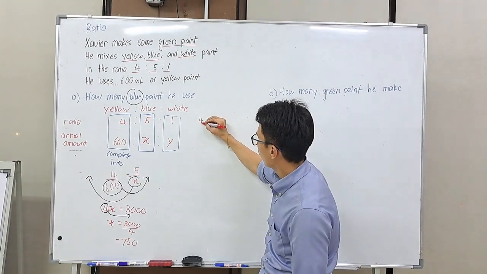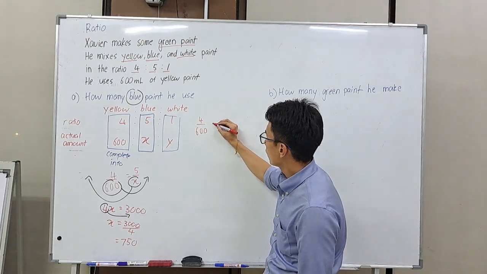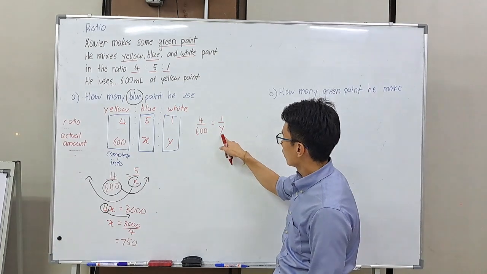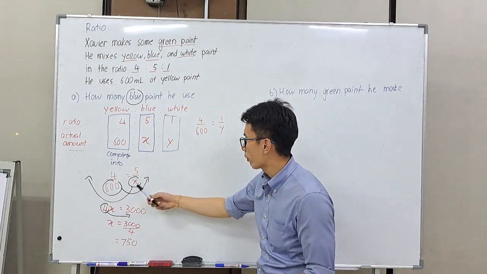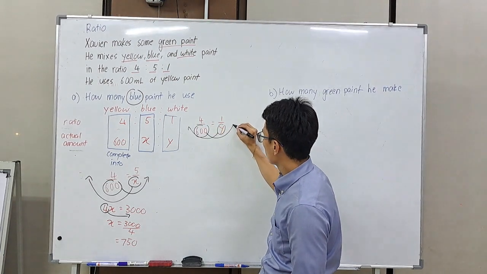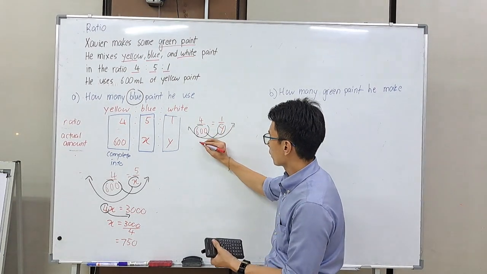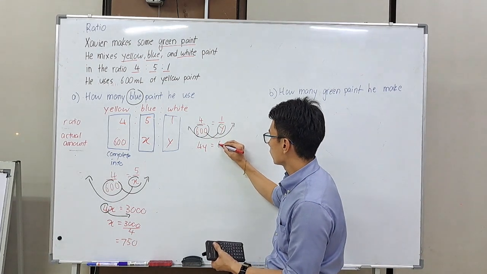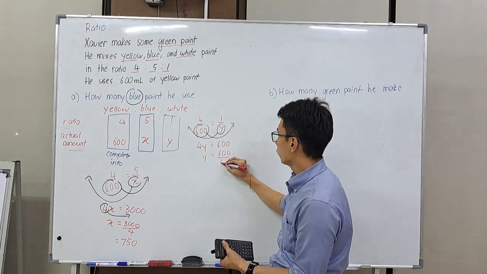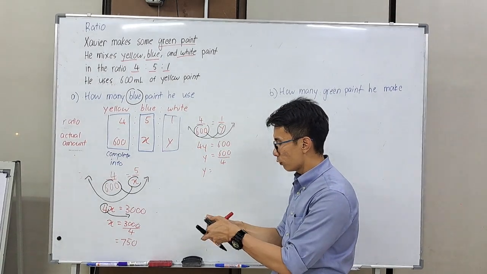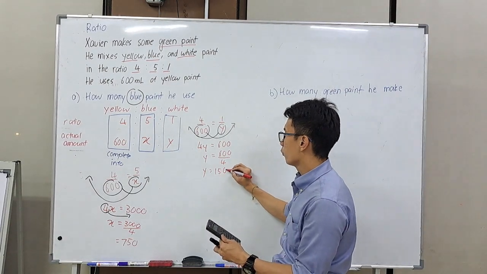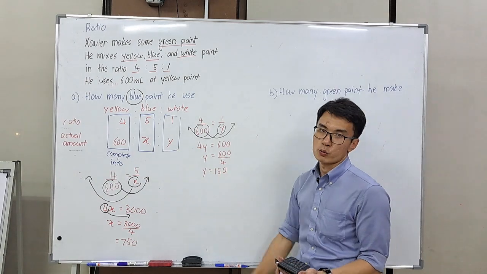Right now I will have 4 over 600 equals 1 over y. Right? So I'm going to do something very similar to this. I'm going to cross multiply. All right? And then I will get 4y equals 600 and y equals 600 over 4, which is going to give you 150. So that's the value of y over here.